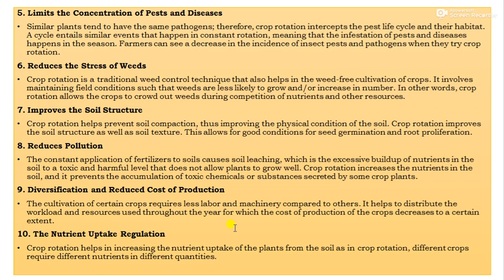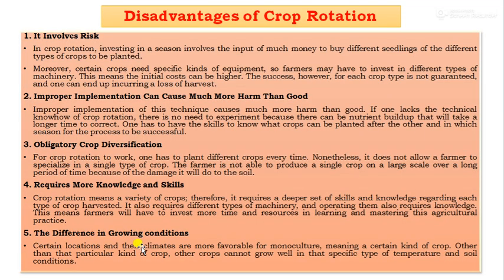Then the next one, nutrient uptake regulation. This is the most important advantage of crop rotation. It especially helps to increase the uptake of nutrients from the soil, as different crops require different nutrients in different quantities. In crop rotation, legume followed by cereal, and also non-legume followed by legume, are the best or ideal examples of crops to be selected for the crop rotation system. These are the advantages of crop rotation.